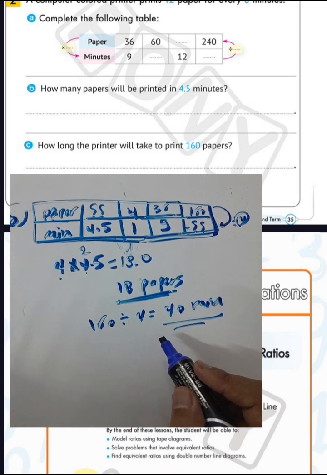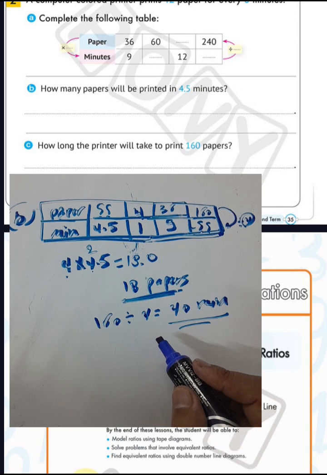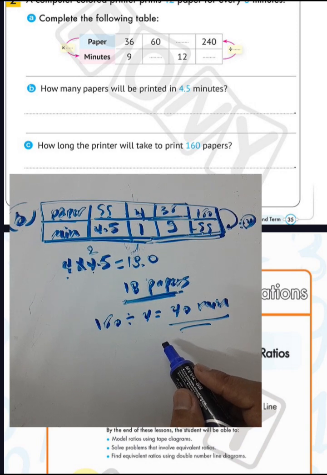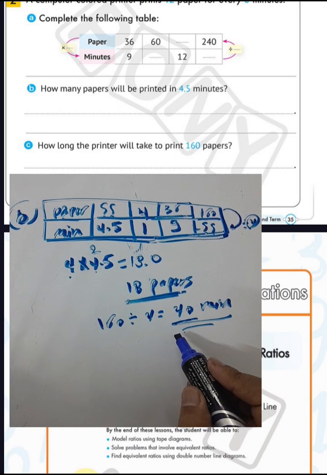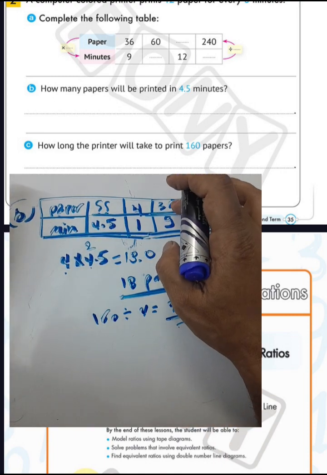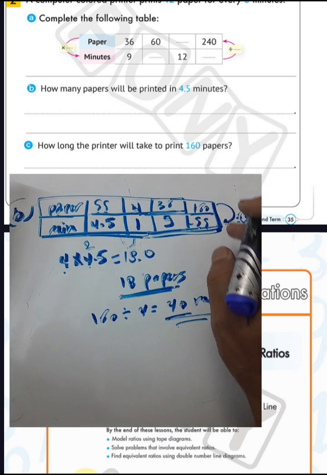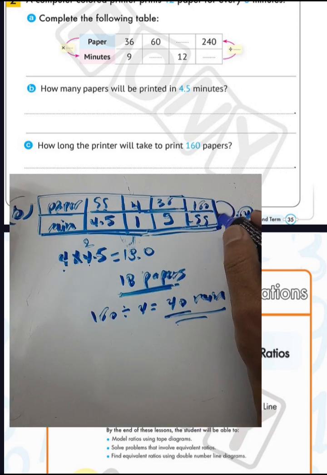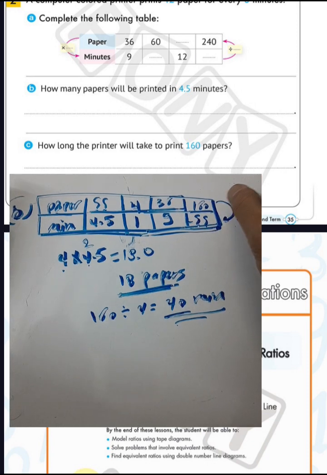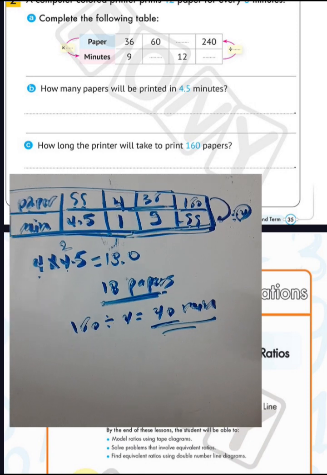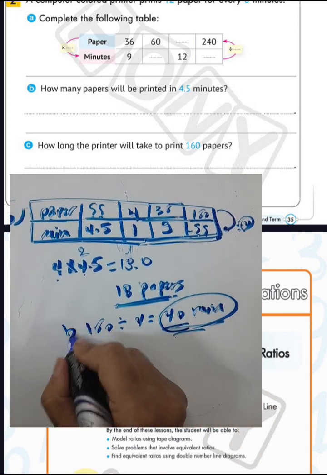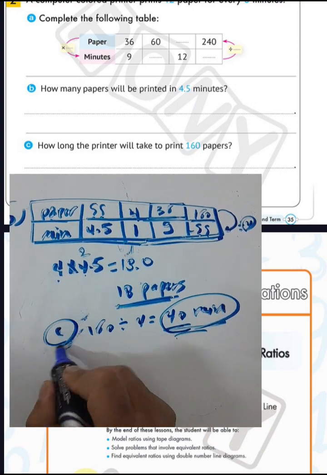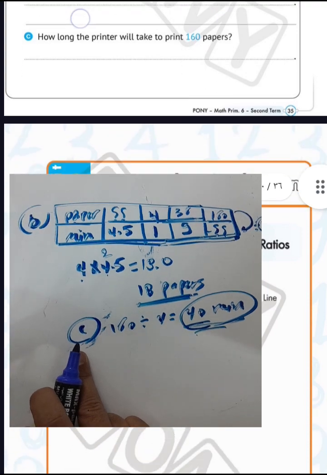Okay, we can write 160 divided by 4 equals 40. Then this printer will take 40 minutes to print 160 papers, because 36 papers take 9 minutes. And what about 160 papers? We can divide 160 by 4, it will be 40. Then it will take 40 minutes. That was letter B and letter C, about the question on page 35.